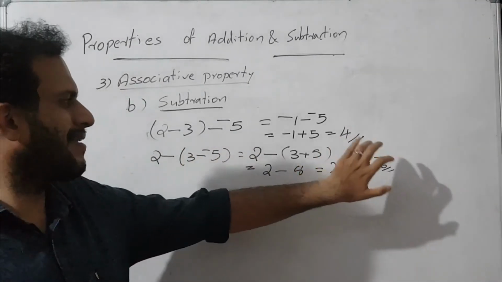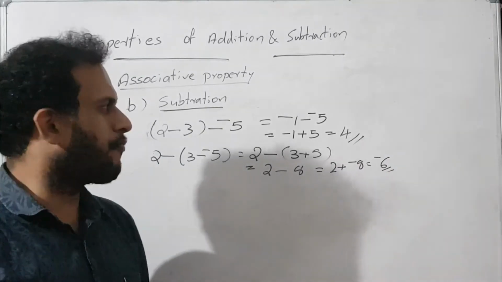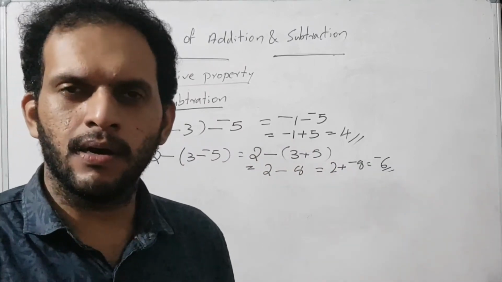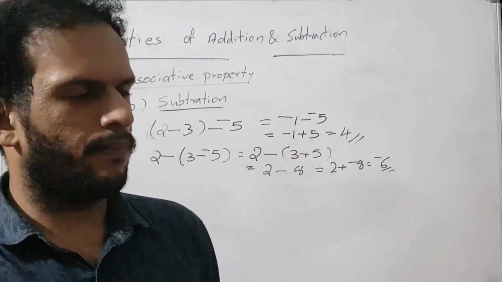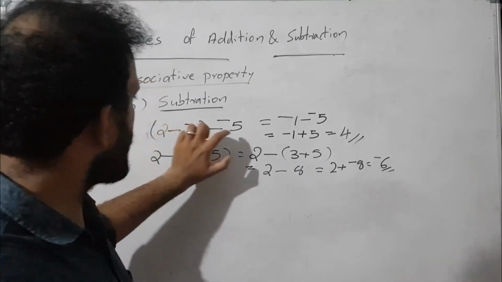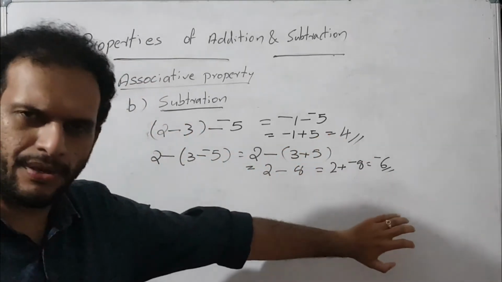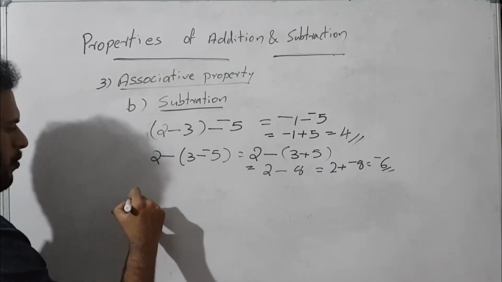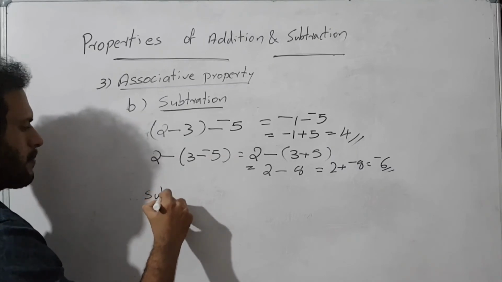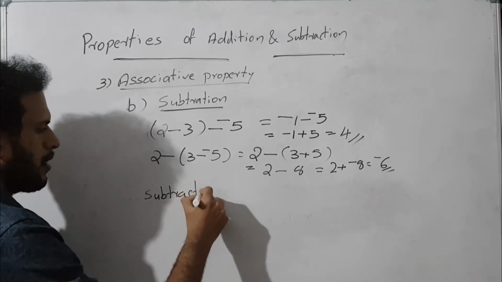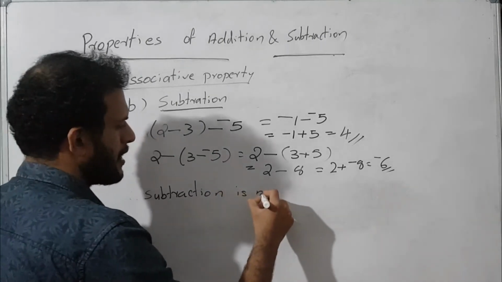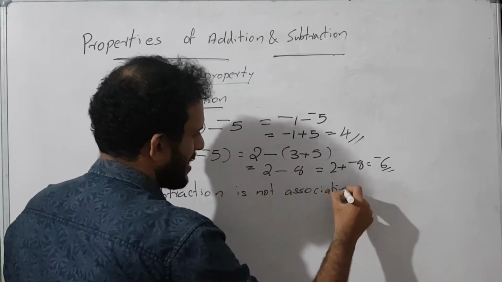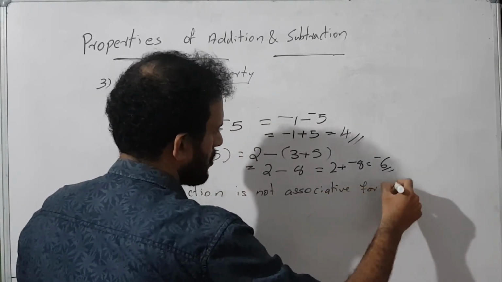Then what are we getting here? The first result is 4 and the second result is −6. That means it is very clear the results are not equal. If we change the order of subtraction, the result also changes. So what do we conclude? Therefore, subtraction is not associative for integers.